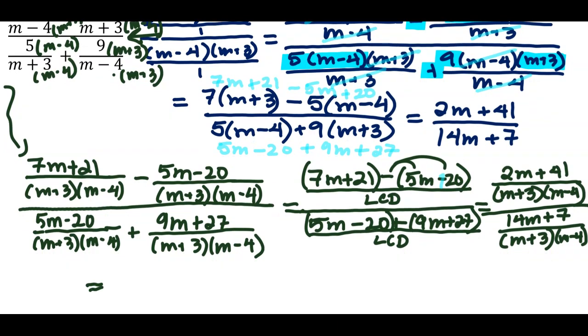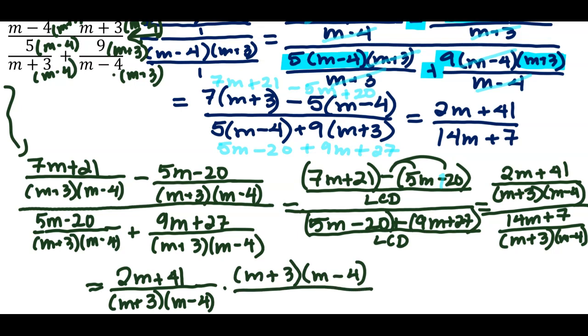So to divide fractions, now that it's a single fraction over a single fraction, you flip and multiply. So the top stays exactly the same. And then we flip the bottom one. And notice that those denominators cancel out exactly. Sometimes there'll be a little difference, so you'll only be able to cancel part of it, and that's okay too. But here they completely cancel, and I'm left with 2m plus 41 over 14m plus 7.